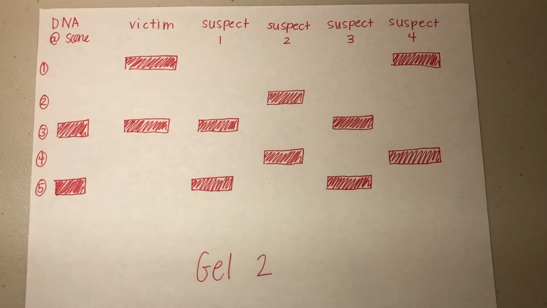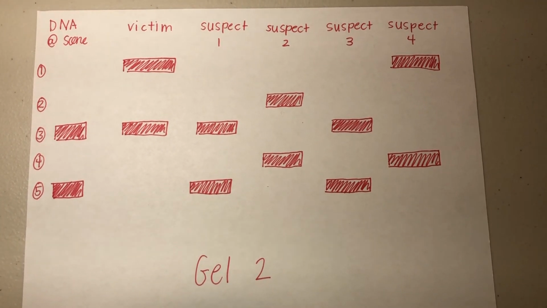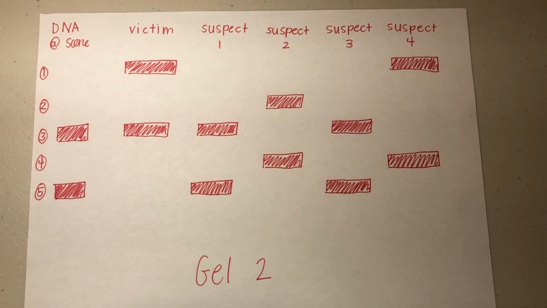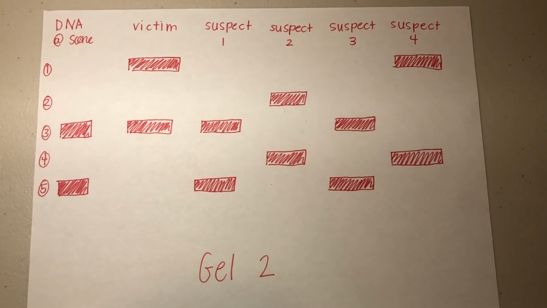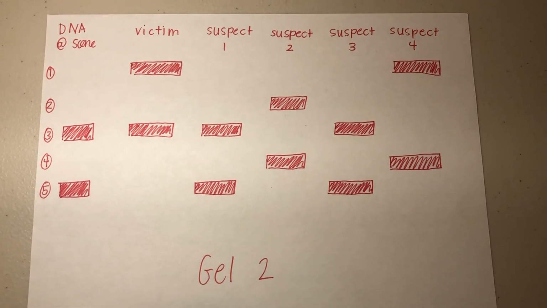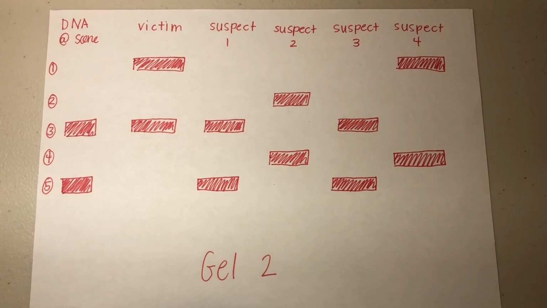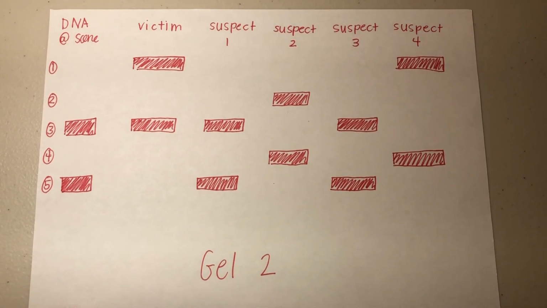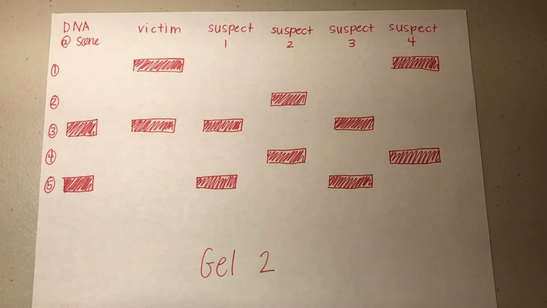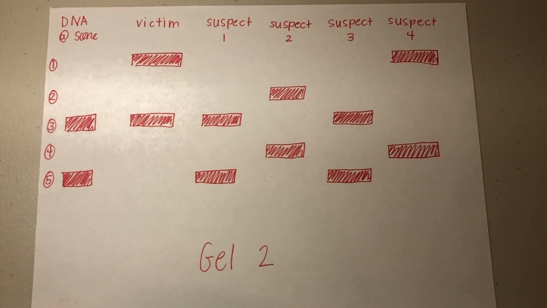We can see that suspects 2 and 4 also have one matching allele at this loci, which maintains that suspect 2 is the child of suspect 4. The DNA at the scene has alleles at spots 3 and 5. By using the same process we used with the first gel, we can see that suspects 1 and 3 match the DNA found at the scene.